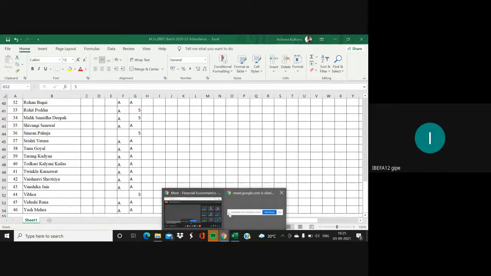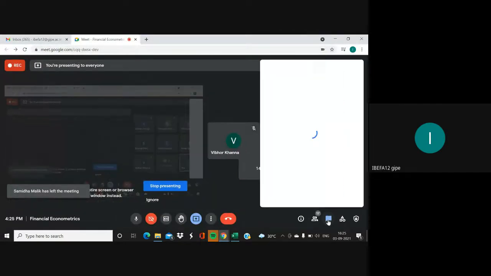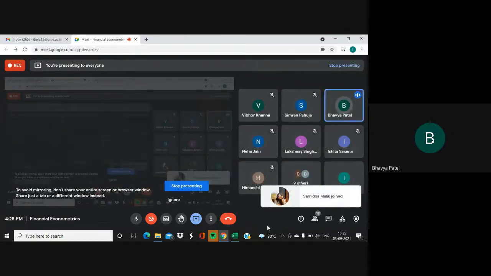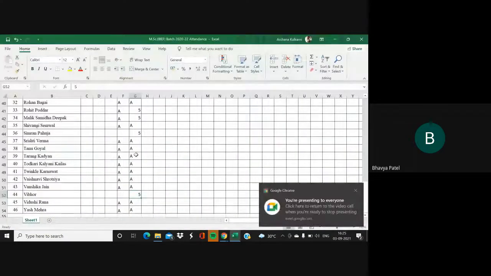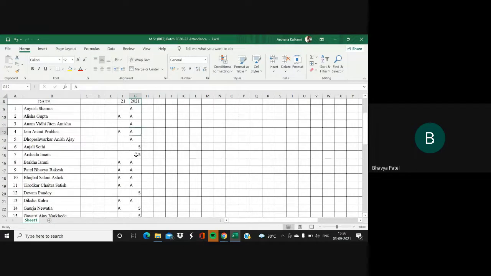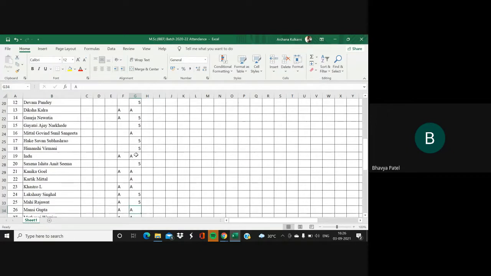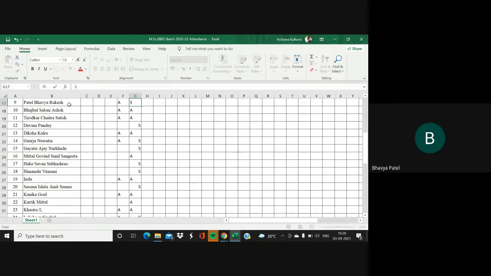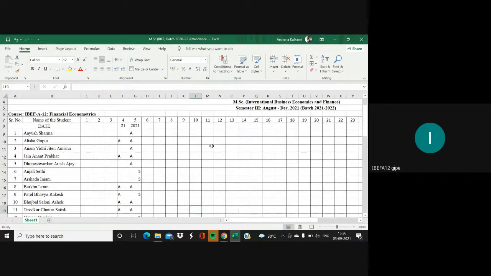Just give me a minute. Who raised their hand? Ma'am, it was me, Bhavya Patel. I tried to switch on my mic, but it wasn't working at that time. Which roll number are you? Yes, ma'am, IBF 2011 is my roll number. It's serial number 10, sorry, 9th. Okay, Bhavya. Your name is Bhavya, right? Okay, sorry. Any other corrections? All fine.